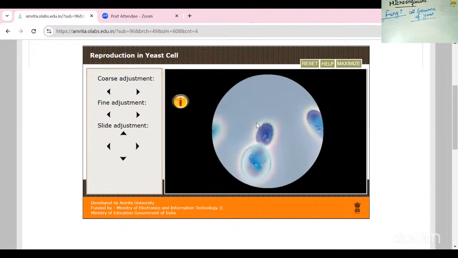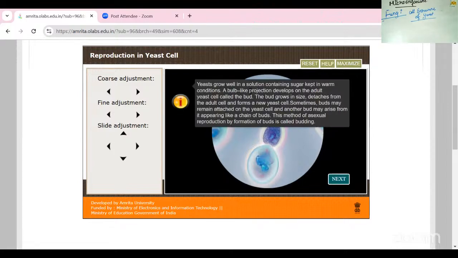Yes, this is the yeast, the extra projection. The new yeast is formed in this area. Have you all seen? Is that clear? Yes, this is the structure of yeast. With the help of the microscope, you can see the structure of yeast.